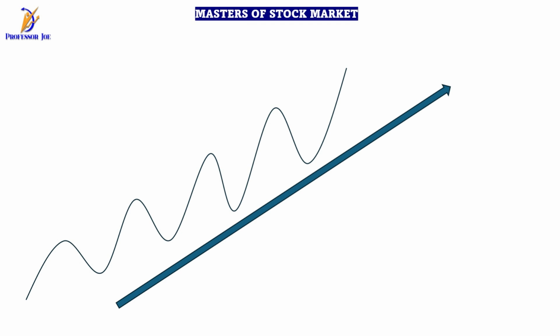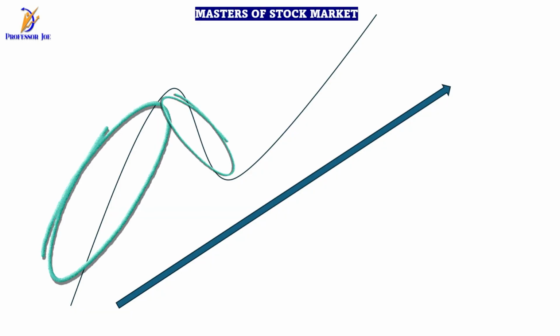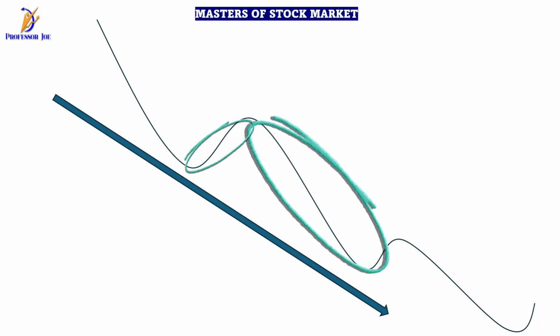The only difference is when the price is in an upward trend, the upward waves are longer compared to the downward waves. Same is the case in a downtrend. When the price is in a downtrend, the downward waves are longer than the upward waves.